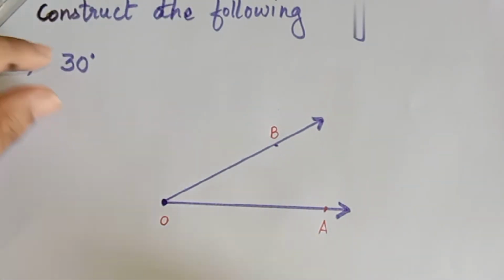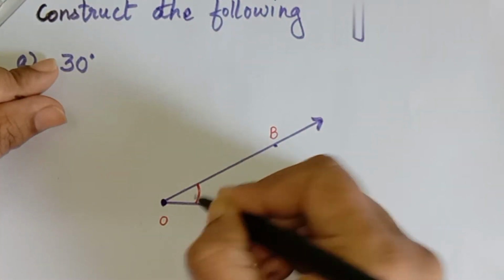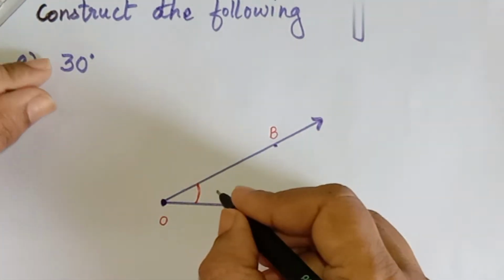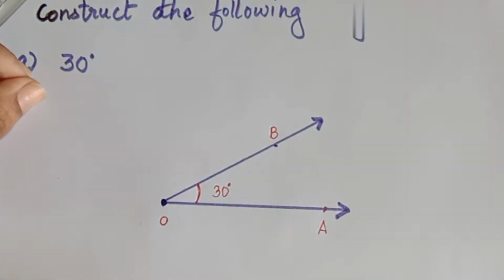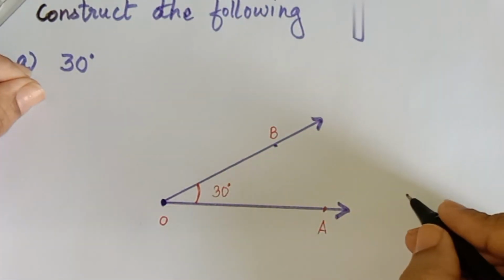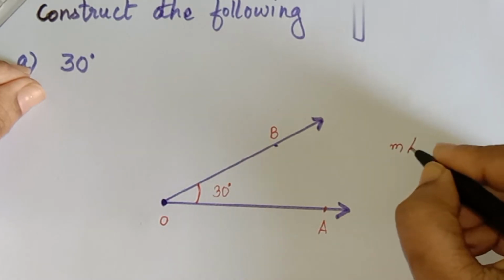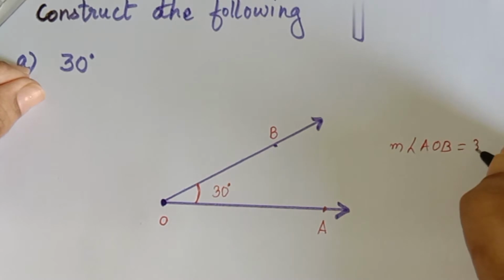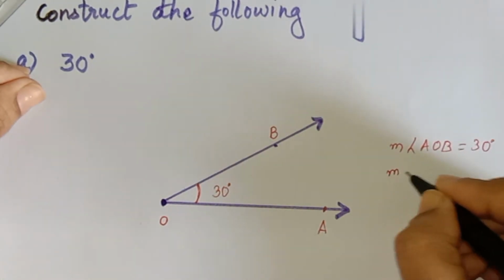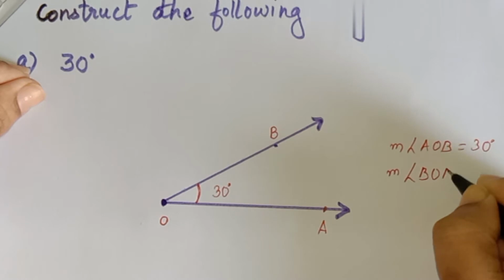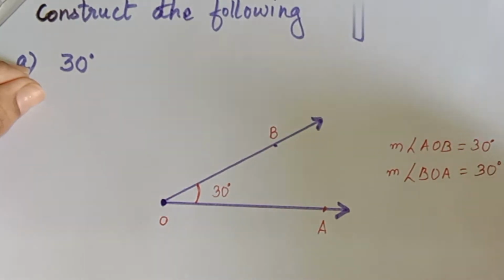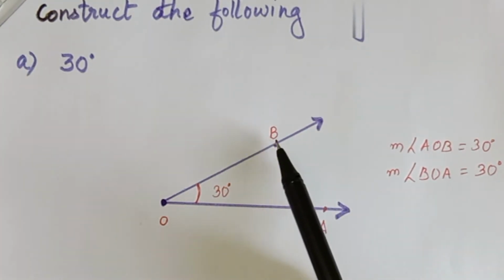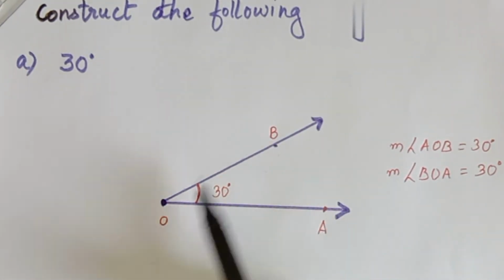So the angle AOB or BOA is your required angle of 30 degrees. So you can write down measure of angle AOB is equal to 30 degrees, or you can also write measure of angle BOA is equal to 30 degrees. Friends, you know you can name an angle either by BOA or AOB.